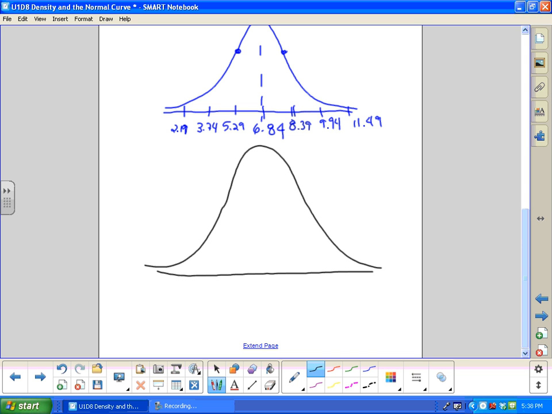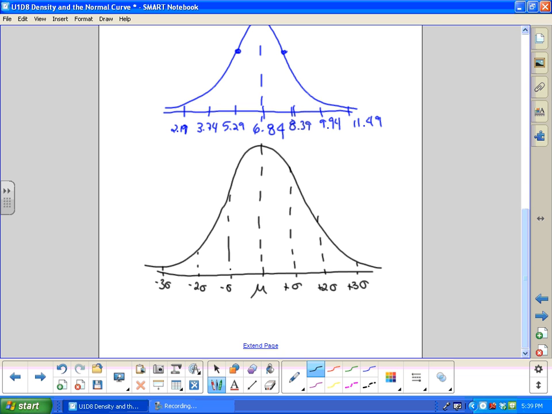So let me show you how that would work. I'm just going to mark this. This is my mean. Just going to guess that's one standard deviation. This is two standard deviations, and this is three standard deviations. Over here, this is minus one standard deviation, minus two, and minus three standard deviations. Okay, so I know that 68% of my data falls between a negative standard deviation and a positive standard deviation.